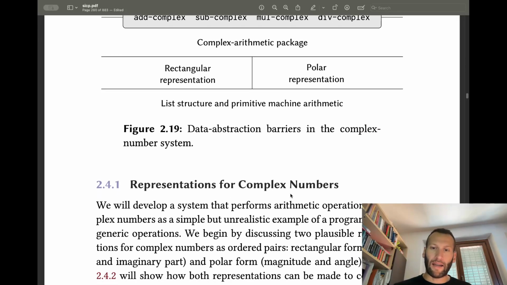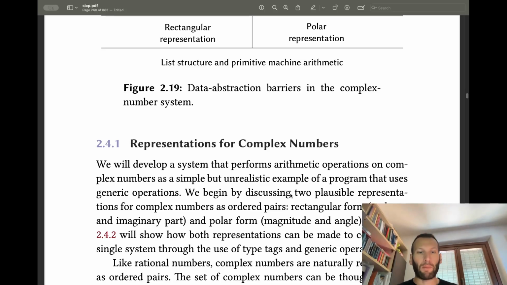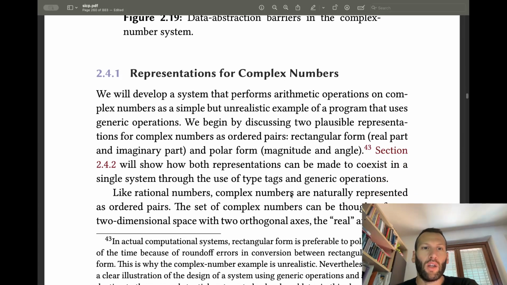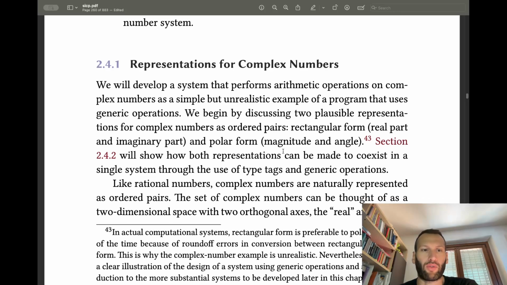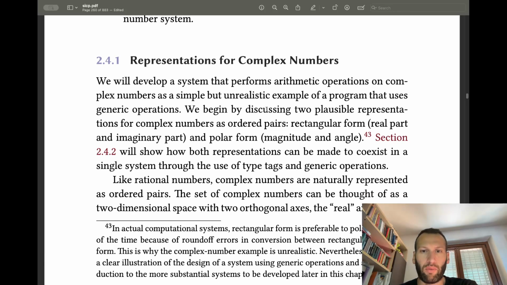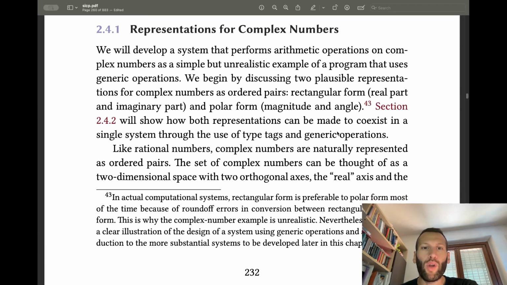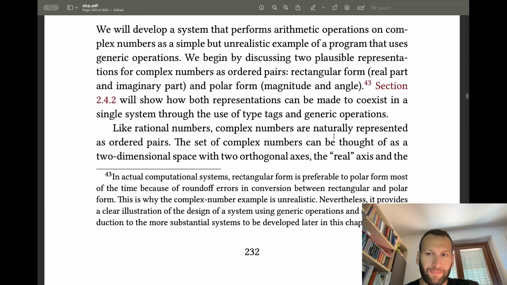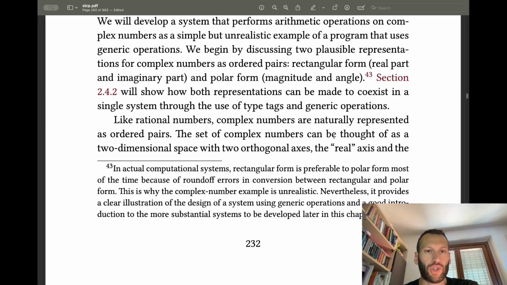But let's go ahead and understand better what the book means. So let's start from the representations for complex numbers. We will develop a system that performs arithmetic operations on complex numbers as a simple but unrealistic example of a program that uses generic operations. We begin by discussing two plausible representations for complex numbers as ordered pairs: rectangular form, so real part and imaginary part, and polar form, magnitude and angle. Section 2.4.2 will show how both representations can be made to coexist in a single system through the use of type tags and generic operations.